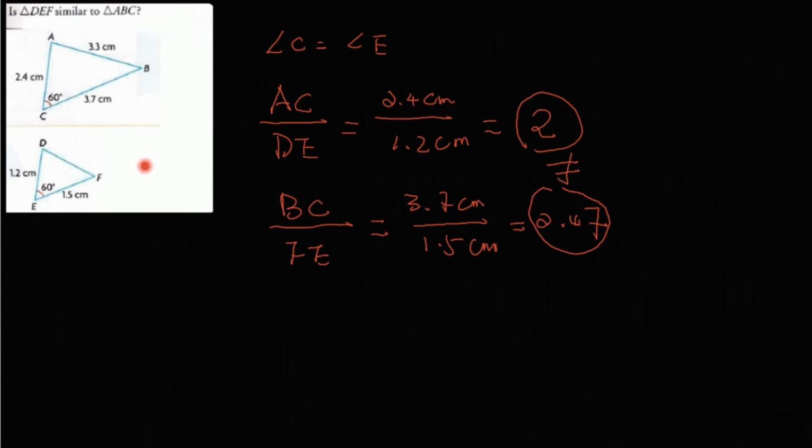Okay, the ratios are not equal, right? So the SAS rule is not followed. That's not correct. It breaks the rule. So it means that both triangles are not similar.